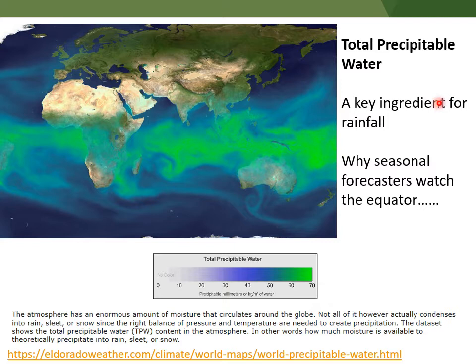Now, where does all of that moisture come from to make rain? So to make rain, you've got to have moisture, and this is one really key image. It's showing precipitable water across the planet, and what you'll notice is that most of that moisture is along the equator where the oceans are warmest.